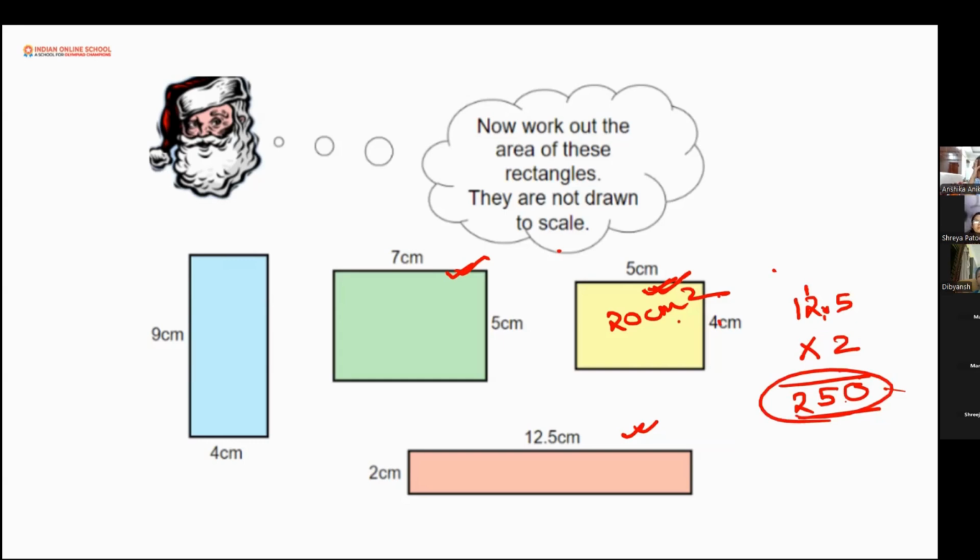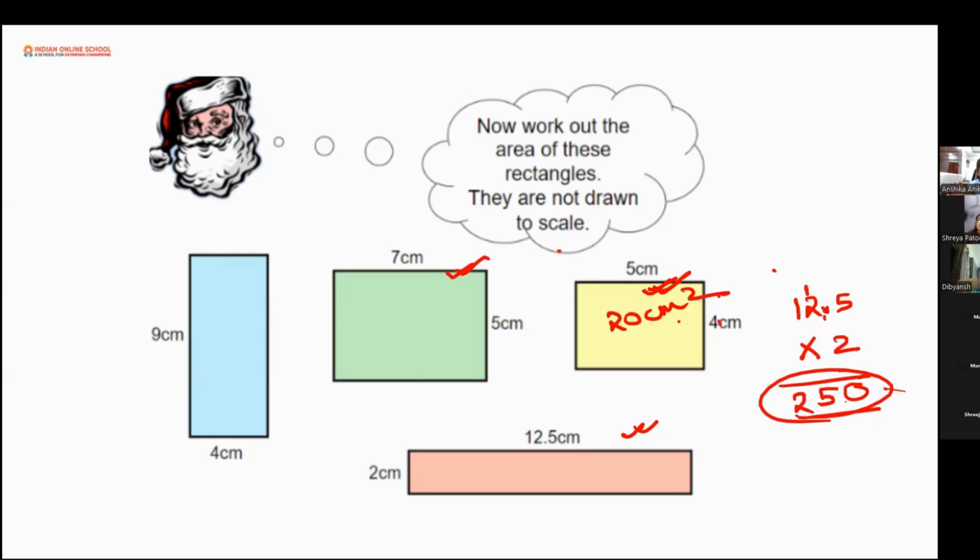12 and a half, double of 12 and a half, because you're multiplying by 2 now. So double of 12 and a half. 12 and a half's double is 25. Okay. So both ways correct. The correct answer matters. So 25 centimeters square, that's the answer.